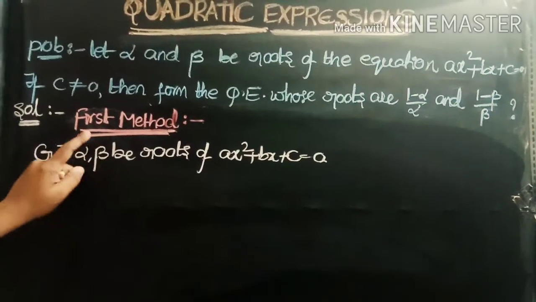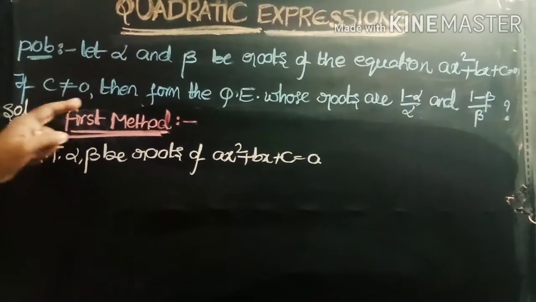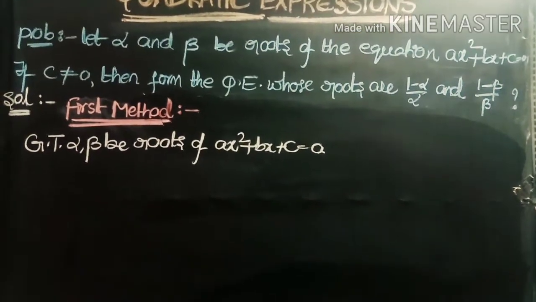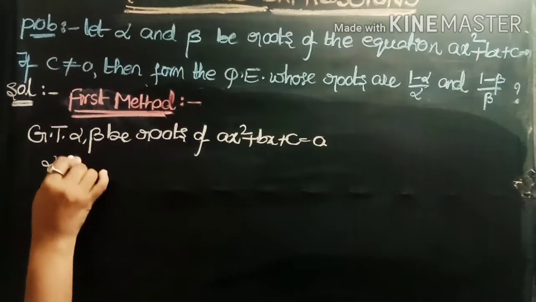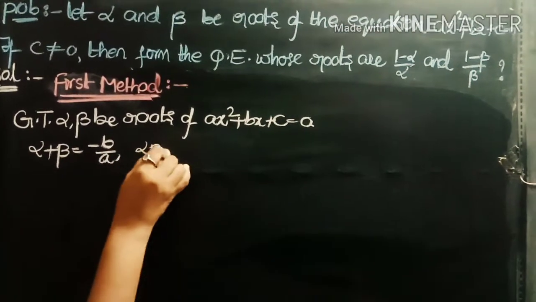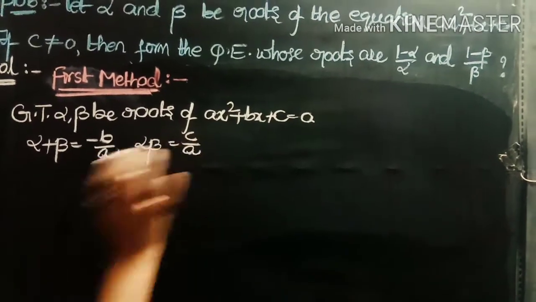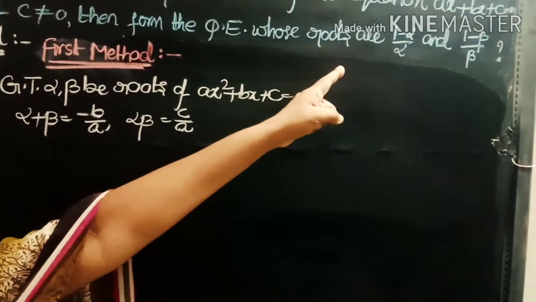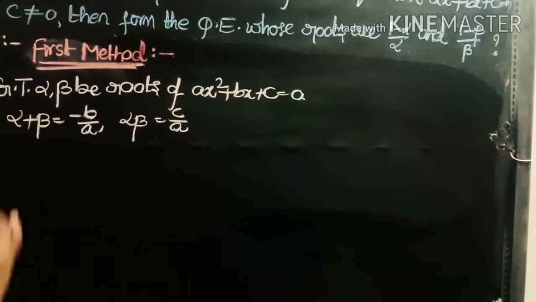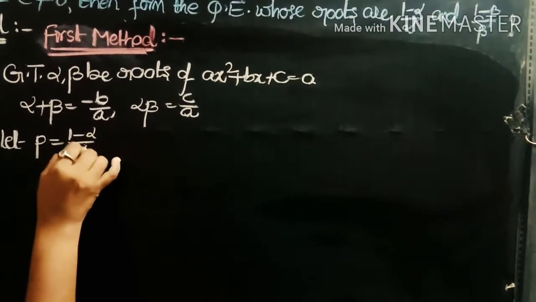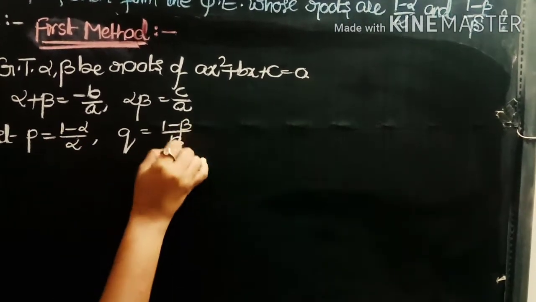So in the first method, first we write the given data: given that α, β are the roots of the equation ax² + bx + c = 0. Now what is the sum of the roots? α + β = −b/a, and the value of αβ = c/a, the sum and product of the roots. Now in the next step we take the two given values as p, q. Let p = (1 − α)/α and q = (1 − β)/β.